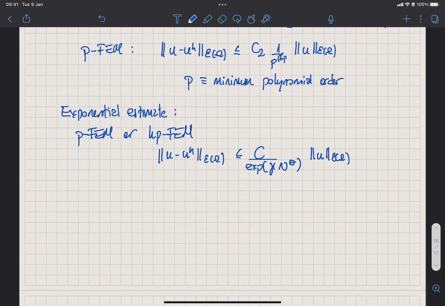So here, gamma and theta are constants. We will see in a minute that if you take your error and apply the logarithm twice to that error, you are going to get a straight line with the slope of theta. And there are also theoretical predictions on what is the value of that theta. And n here is the total number of degrees of freedom.